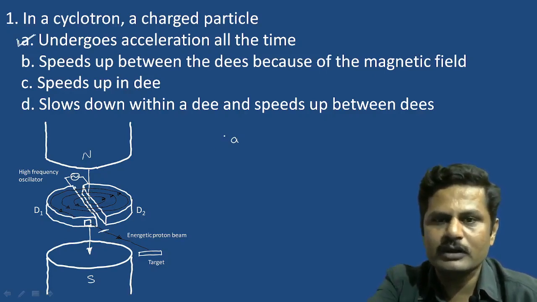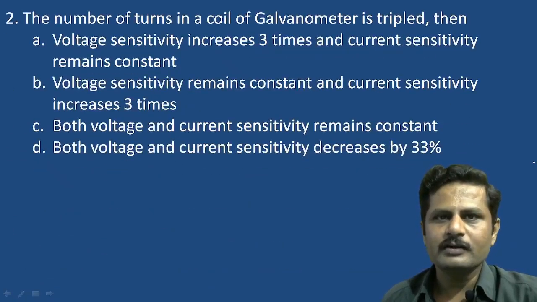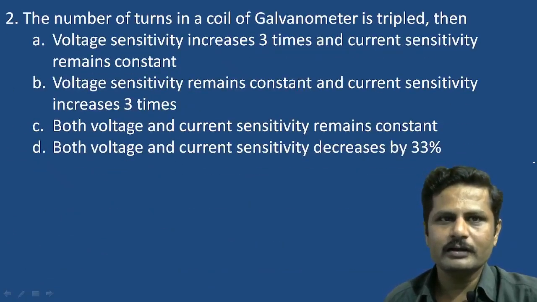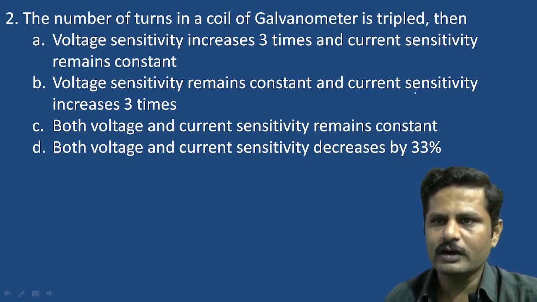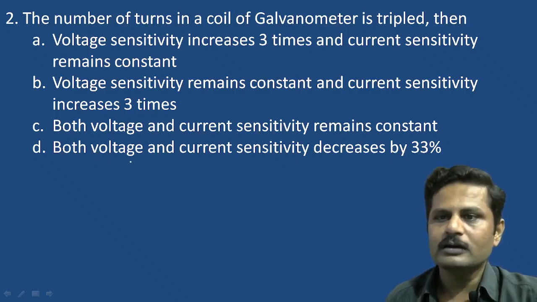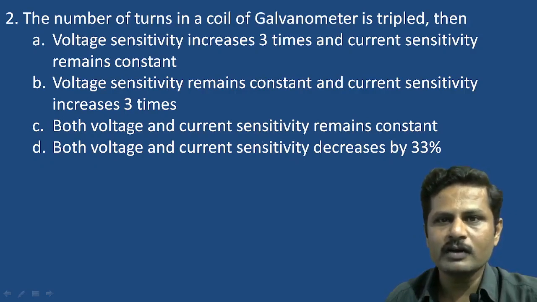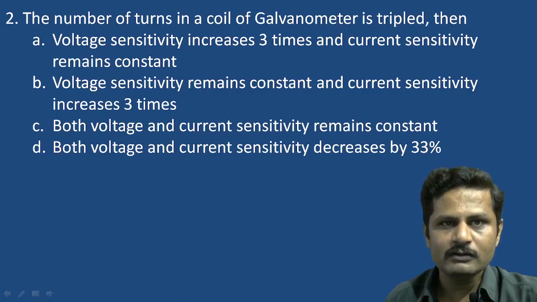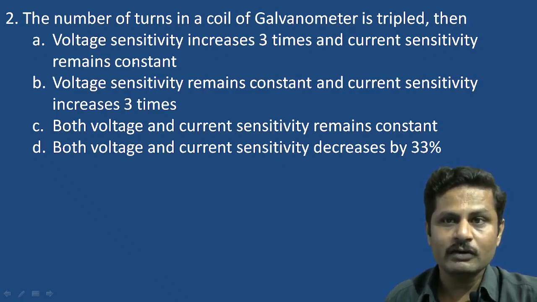Okay, let's have a look at the next question. The number of turns in a coil of galvanometer is tripled. Then voltage sensitivity increases 3 times and current sensitivity remains constant. Voltage sensitivity remains constant and current sensitivity increases by 3 times. Both voltage and current sensitivity remain constant. Both voltage and current sensitivity decrease by 33%. Here we need to find out how voltage sensitivity as well as current sensitivity change when the number of turns of the coil of the galvanometer is tripled.